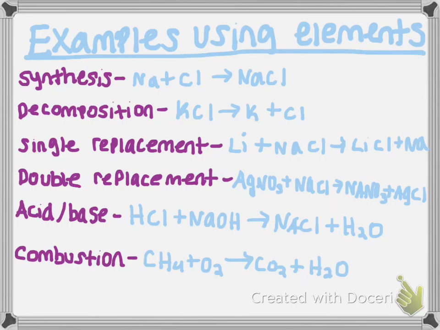Double replacement, we have AgNO3 plus NaCl creating NaNO3 plus AgCl. So Ag and Na are switching roles, so now the Na is with the NO3 and Ag is with Cl. Acid-base would be HCl plus NaOH creating NaCl plus H2O. So the H and Na are switching. So now the Na is with Cl and H is with OH, which is H2O. Combustion, we have CH4 plus O2 creating CO2 plus H2O. So CO2 plus H2O is always created in combustion.